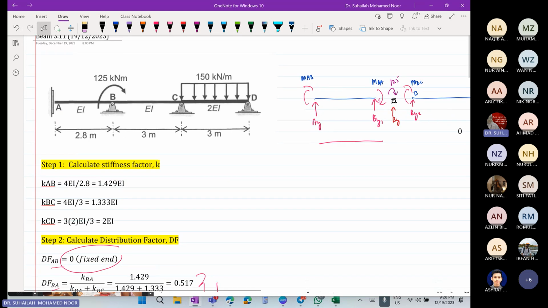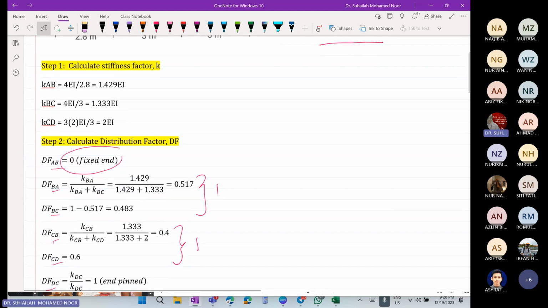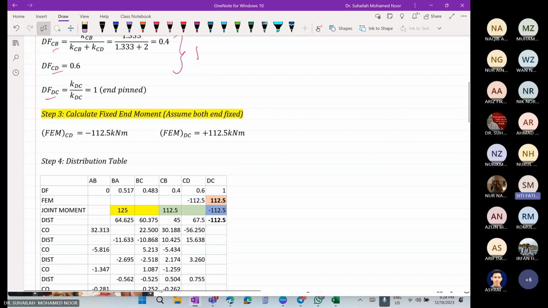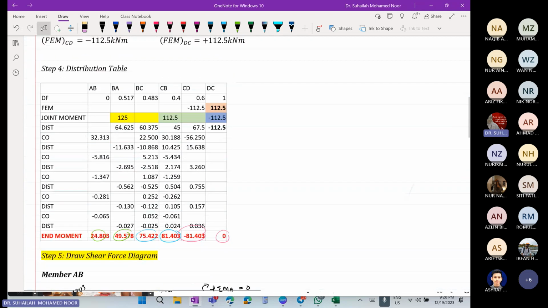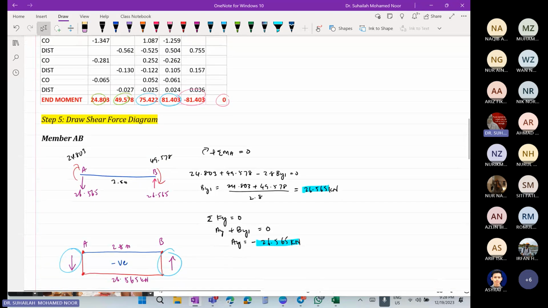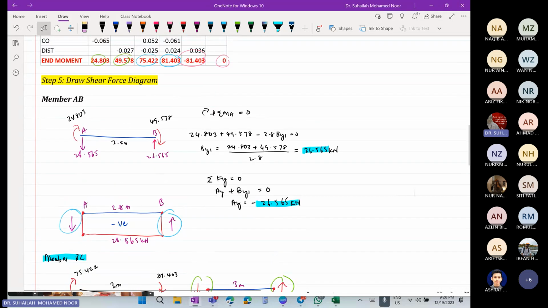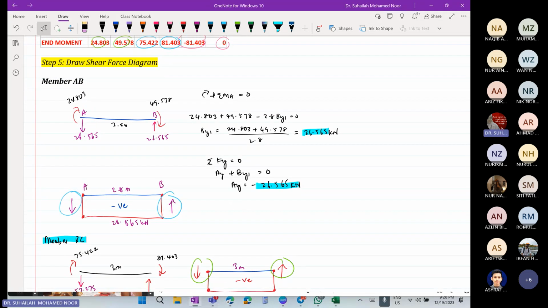Okay, so this is how we analyze. Start with the first step, the second step, the third step, fixed end moment, the table, and normally the question will end with diagrams. Okay, that's all. Thank you very much.